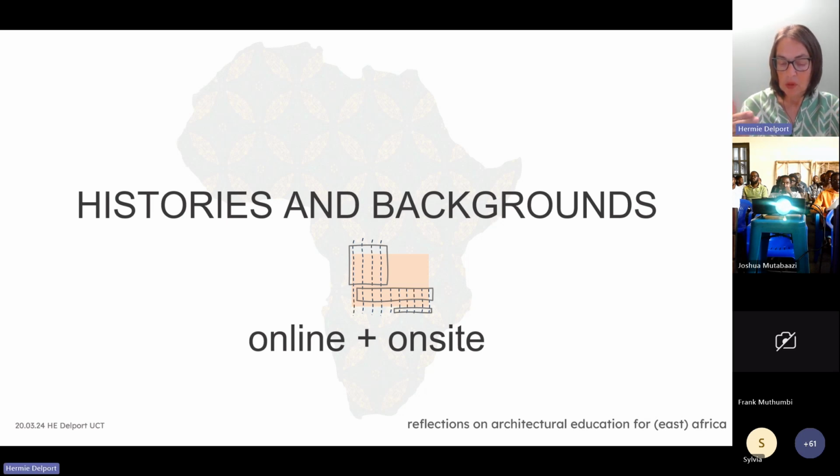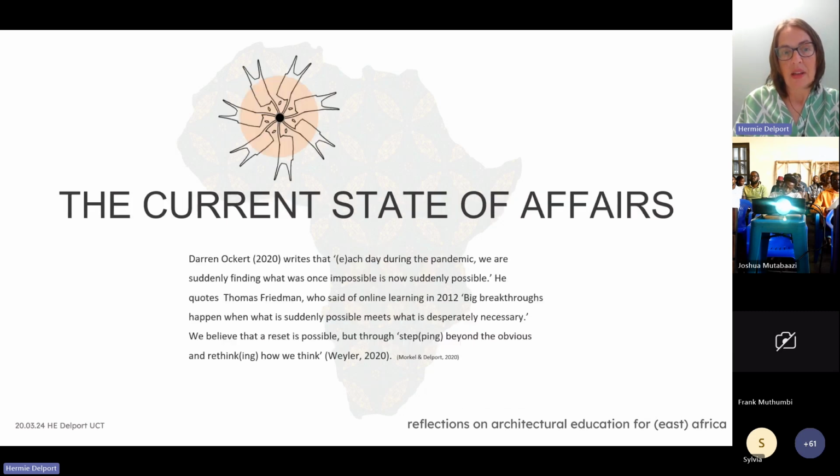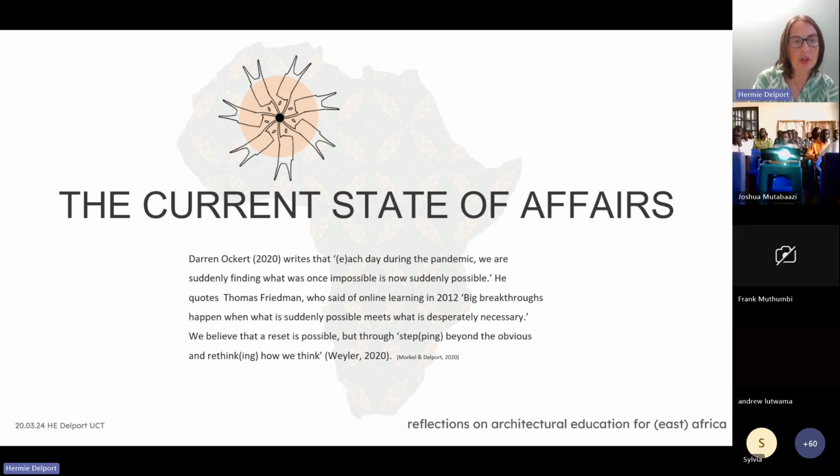So I want to take a pause to say where I think we are at the moment. What's the current state of affairs that we find ourselves in terms of architectural education? And you will see a quote there that dates back to 2020, and you're going to wonder why in 2024 I still refer to COVID. But if you look at that quote, it says that we are suddenly finding what was once impossible is now suddenly possible. And then the second part, big breakthroughs happen when what is suddenly possible meets what is desperately necessary.